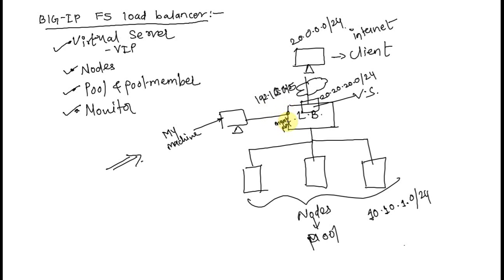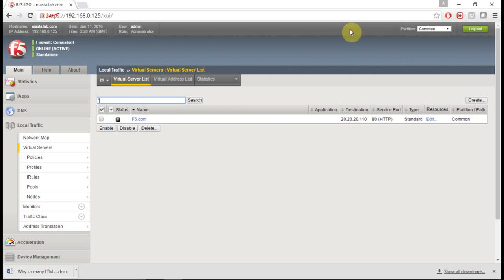The IP address of this port is 192.168.0.125. This goes to three servers, three nodes, and we'll make them part of a pool. They are in the 10.10.1.0 series: .11, .12, .13. So without wasting time, let's go to our lab.